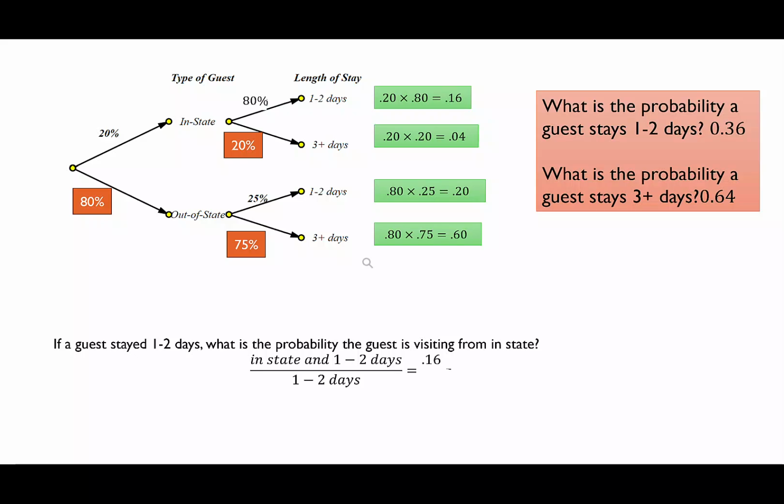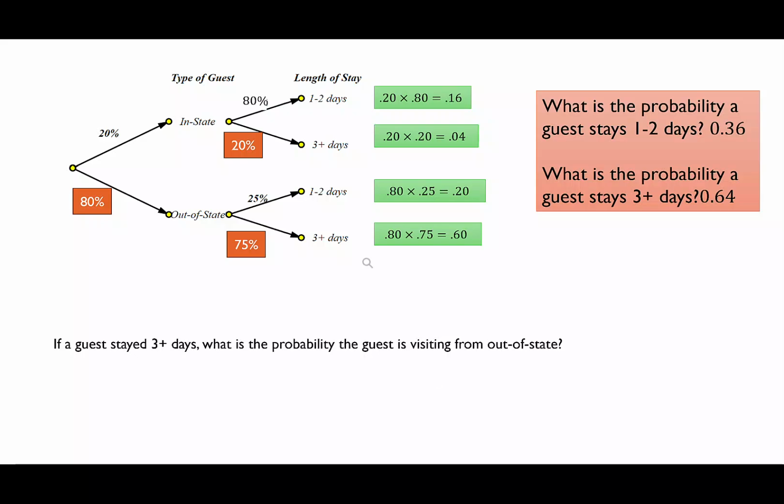So in-state and 1 to 2 nights, we know that's 0.16. And we also know the probability of 1 to 2 nights is 0.36. If we divide 0.16 by 0.36, we get 0.444 repeating, we'll call that 0.4444.